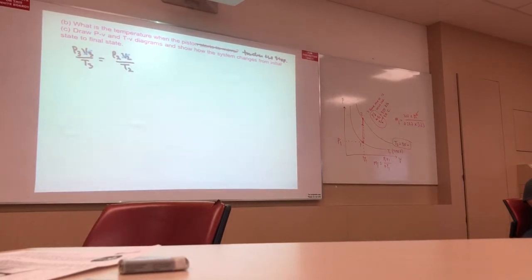So what is P3? 400, right? What is T3? I do not know. What is P2? 200. T2? 306. So T3? Same answer, right? But the drawing is different.